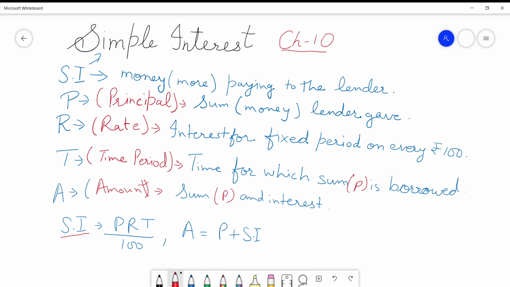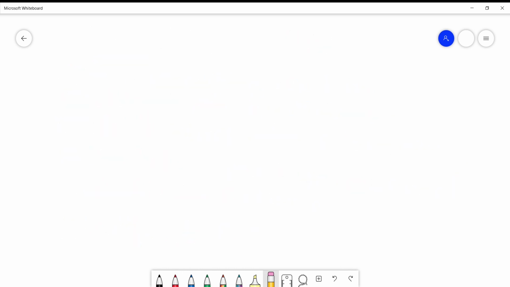Then you have to find the amount. Amount means the money you have to pay back to the lender. The amount you have to pay back is principal and simple interest. So you have to pay back the principal as well as the simple interest. Just add these up and you will get the amount. Now we better proceed to the exercise. I'm starting with exercise 10.